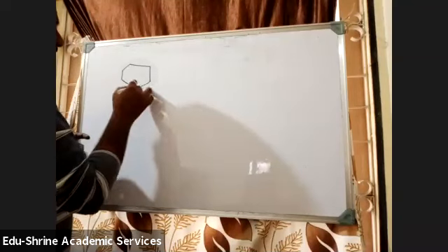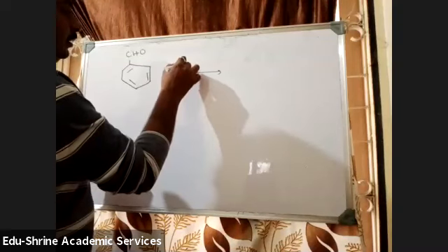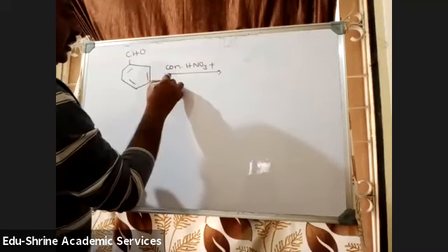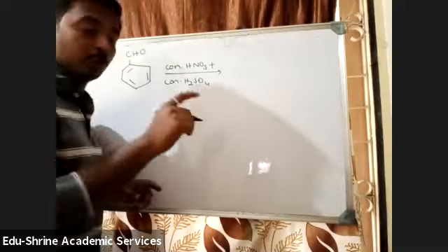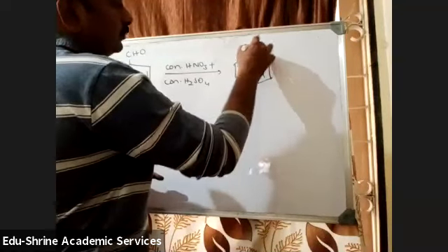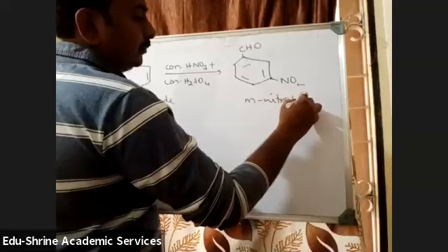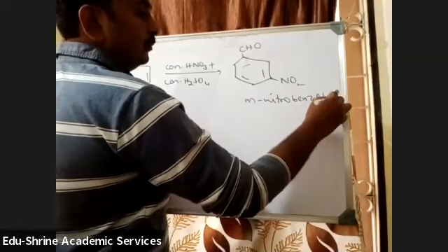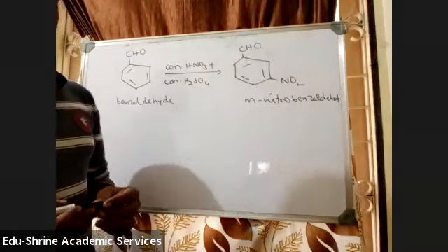For example, if I take benzaldehyde on treatment with concentrated HNO3 plus concentrated H2SO4, this is nitration, we know. NO2 will be the electrophile, so NO2 will attack at the meta position. This is benzaldehyde, and this is meta-nitrobenzaldehyde. If it is a ketone, just make it a ketone. This way the reaction takes place.